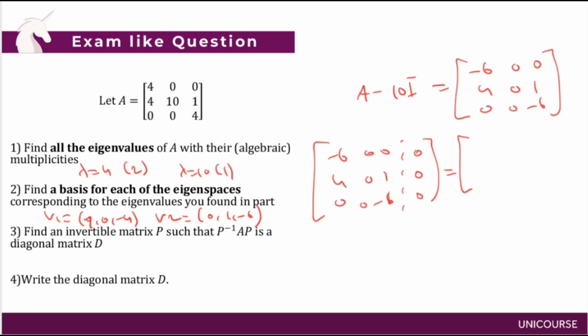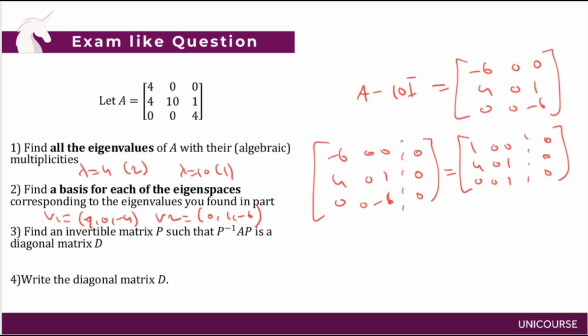Now let's row reduce this. I'll multiply the first row by minus 1 over 6, so that the first row becomes 1, 0, 0, and the right side stays 0. I can do the same thing with the third row. The third row also gets multiplied by minus 1 over 6, which turns it into 0, 0, 1. The second row I leave untouched, 4, 0, 1.